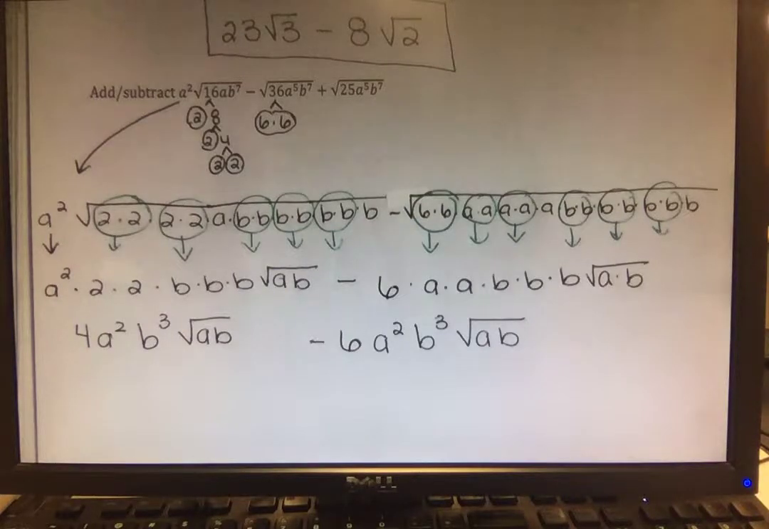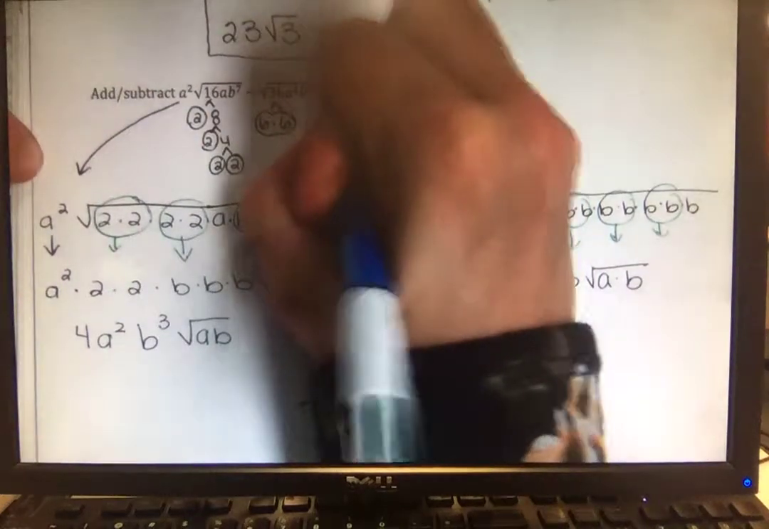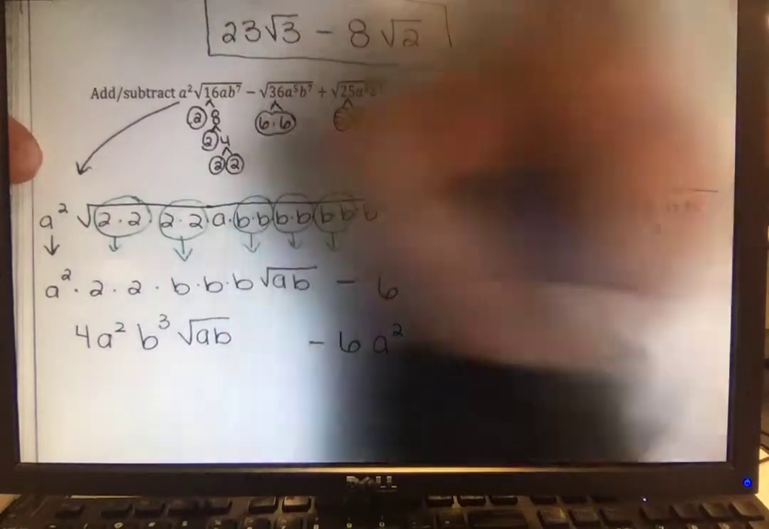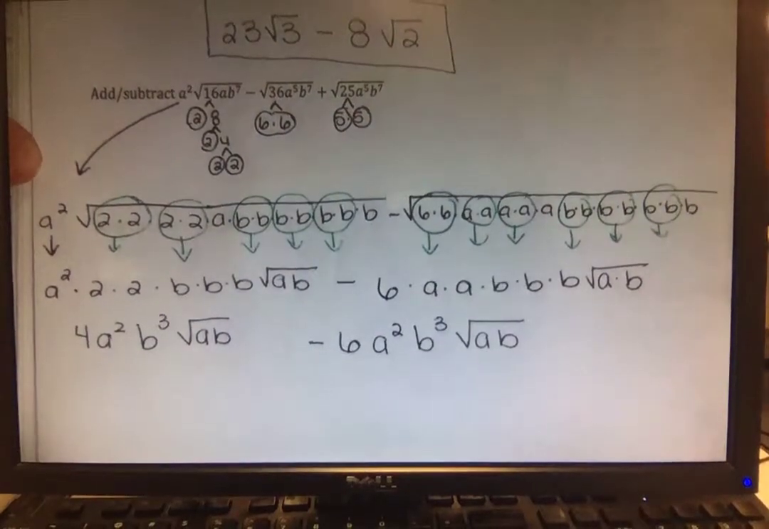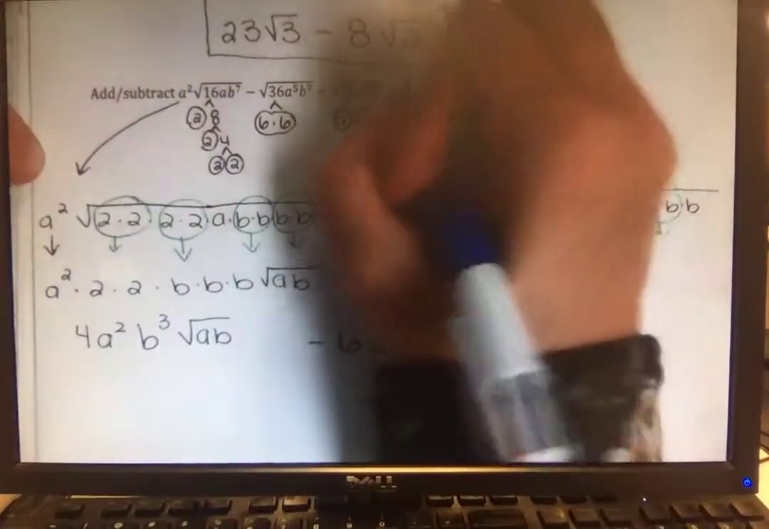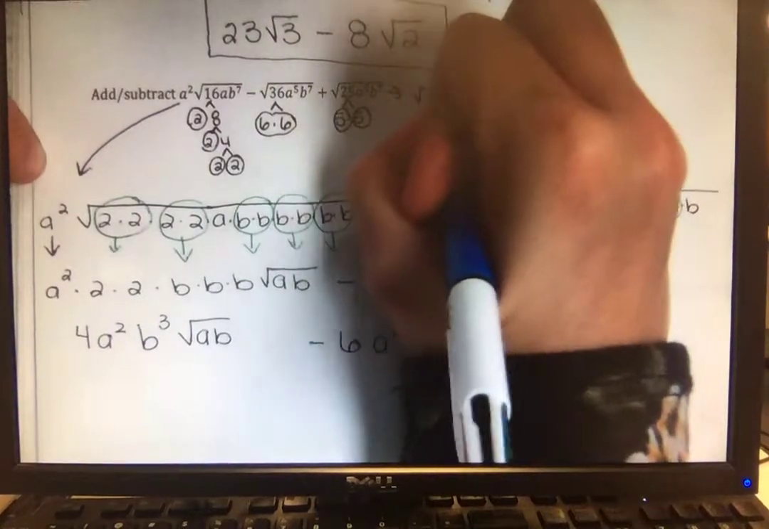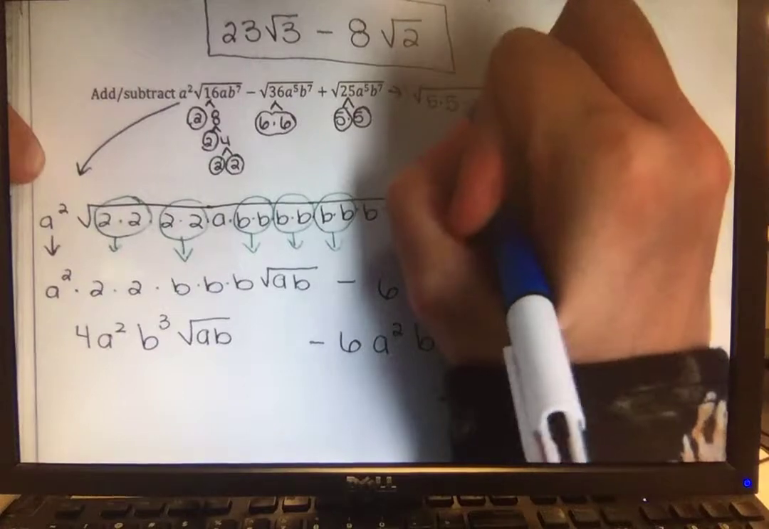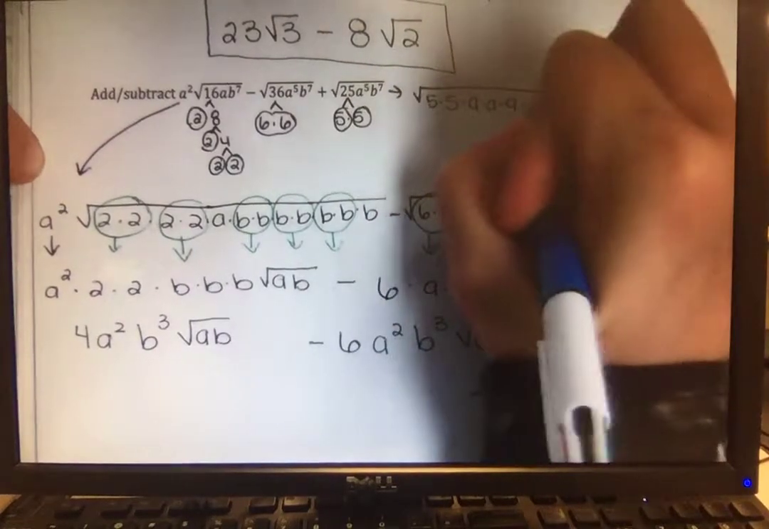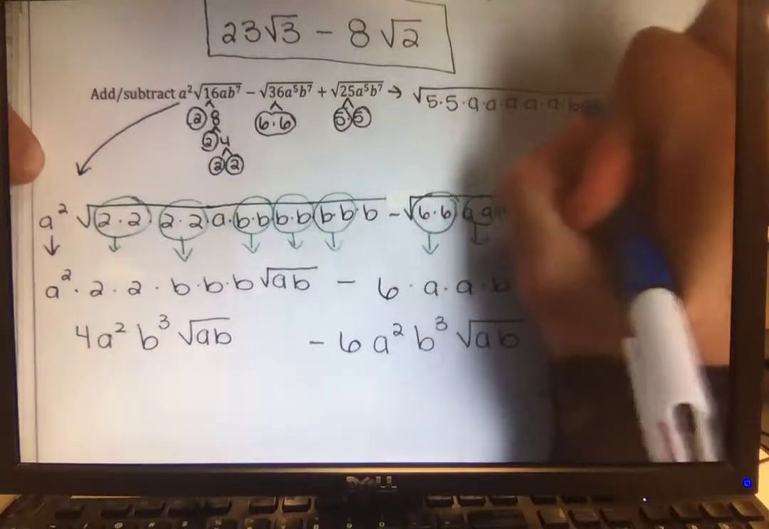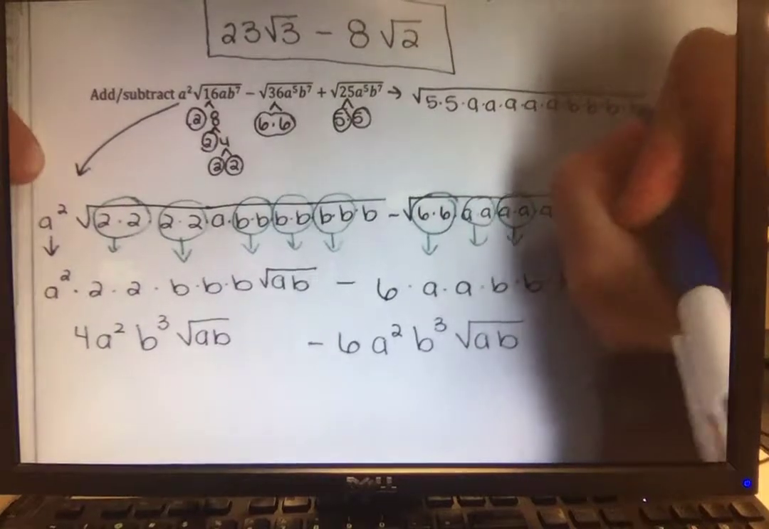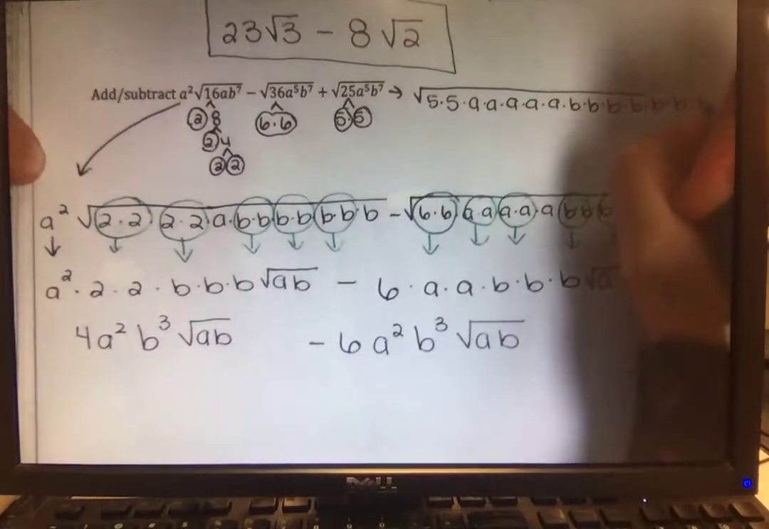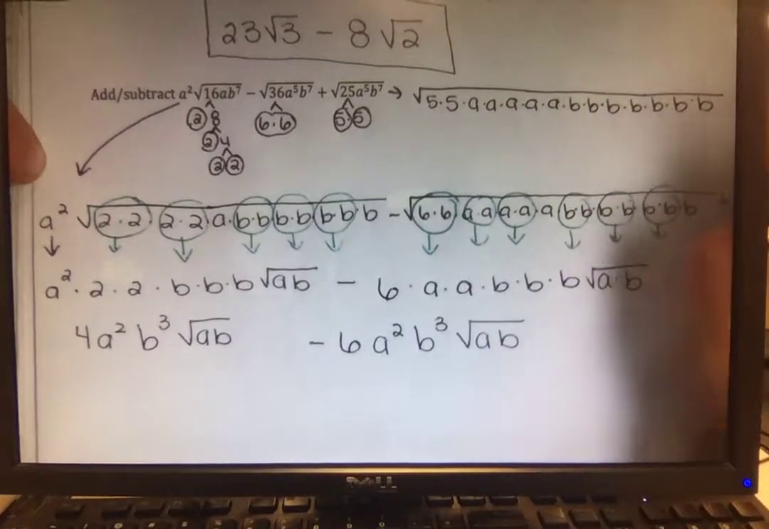Lastly, we have 25, which we can break down into 5 times 5. 5 a's and 7 b's. To save room, I'm just going to do this one up here. So I have 5 times 5, 5 a's and 7 b's. So plus this stuff.